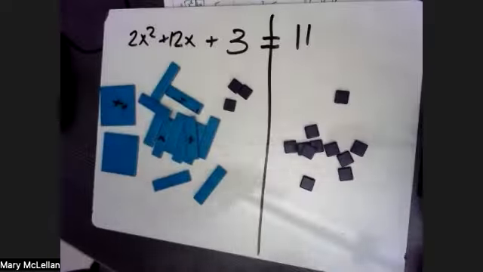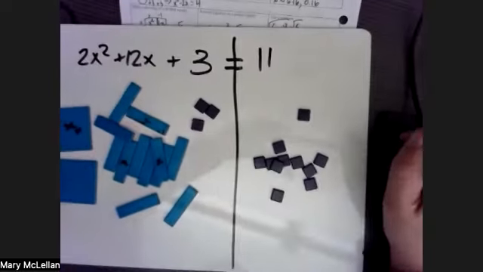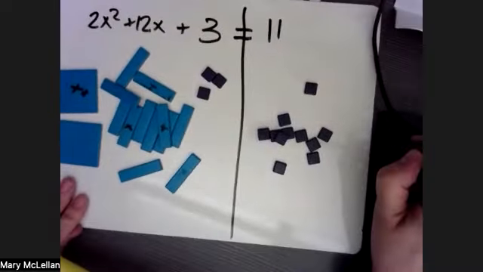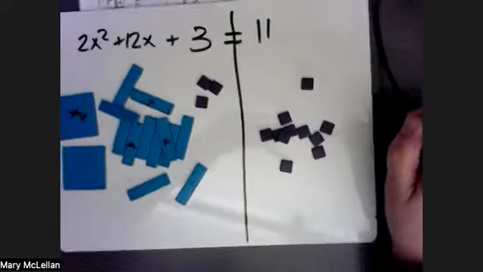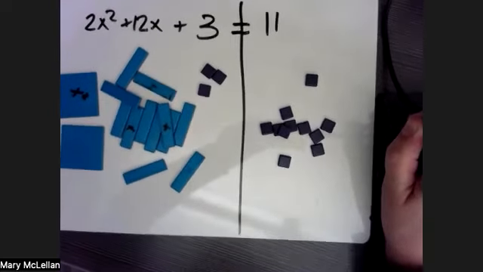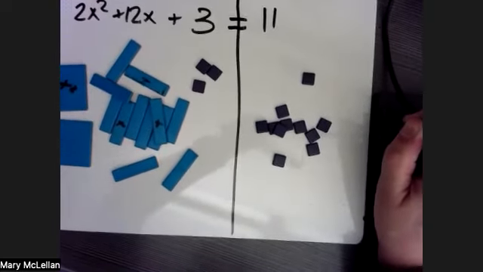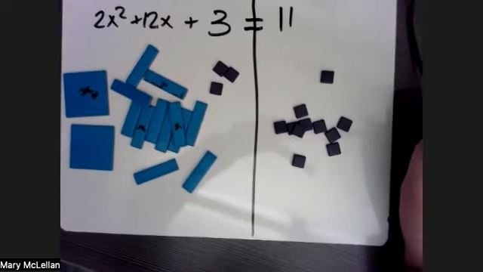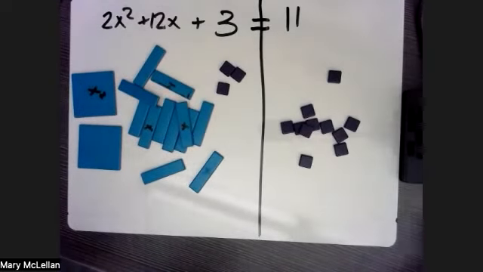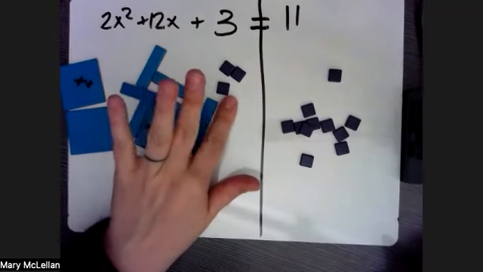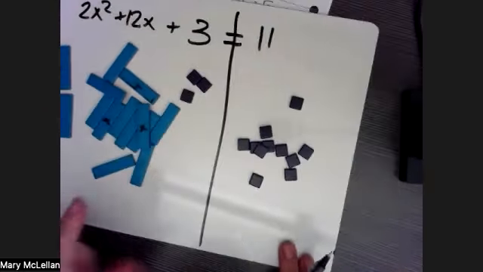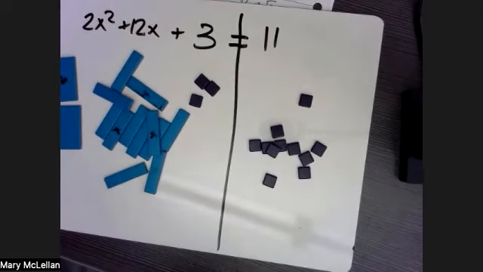whiteboard. Can you see all of it? Okay. And this is the equation, 2x squared plus 12x plus 3 equals 11. I have 2x squared, I have 12 x's and 3 positive ones. And on this side, I have 11.